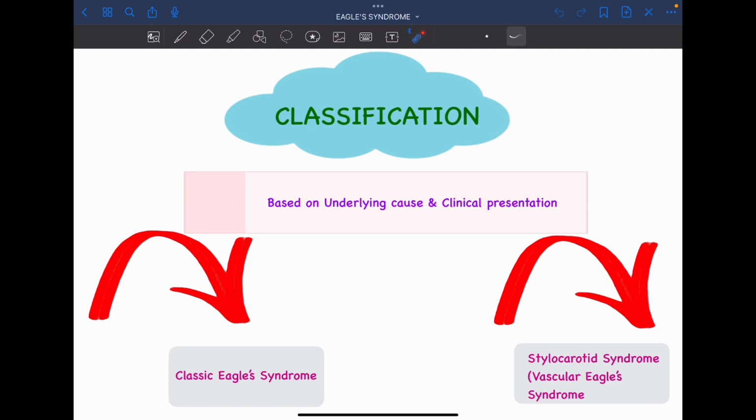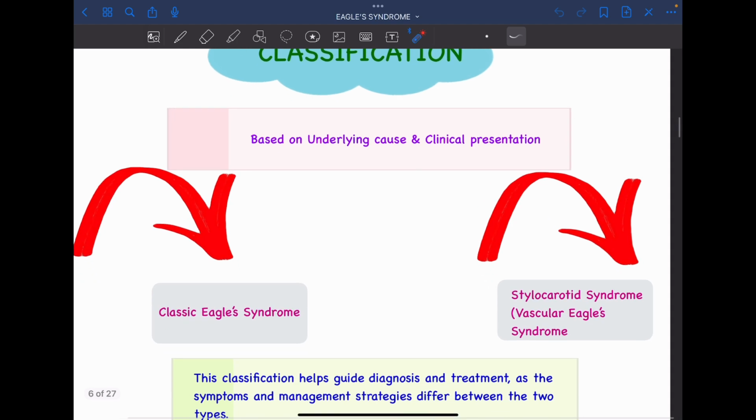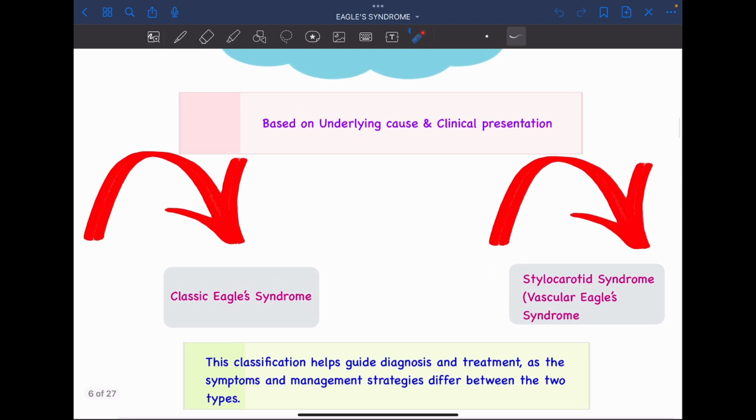Moving on further, let's discuss the classification for Eagle syndrome. So based on the cause or the etiology, right, and the clinical presentation, Eagle syndrome is classified into two types. First one is the classic Eagle syndrome and another is the stylocarotid syndrome. Now as the name indicates, the classic Eagle syndrome will include all the characteristic classical features or the general features which are associated with Eagle syndrome.